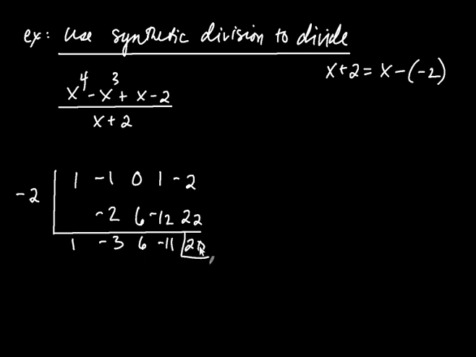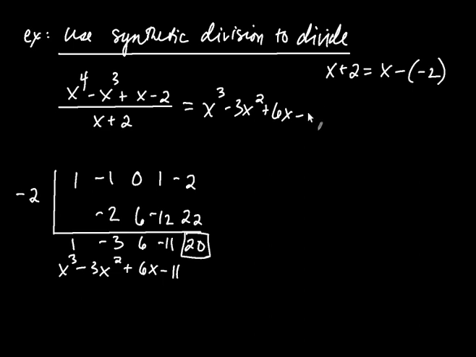So that's your remainder. Our quotient is going to be 1x cubed, just x cubed, minus 3x squared plus 6x take away 11. That's your quotient. So if you wanted to write this as quotient plus remainder over divisor, you write it as x cubed minus 3x squared plus 6x minus 11 plus the remainder, which is 20, divided by the divisor, which is x plus 2.